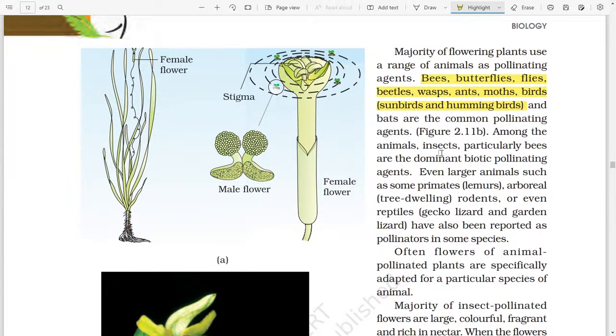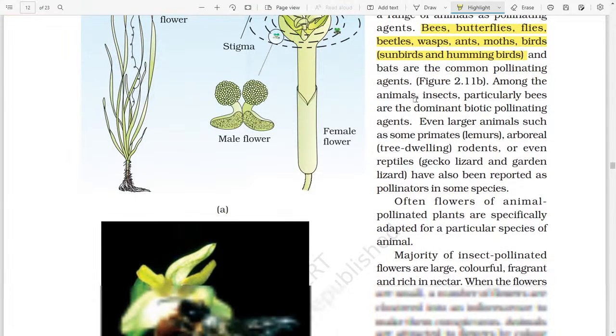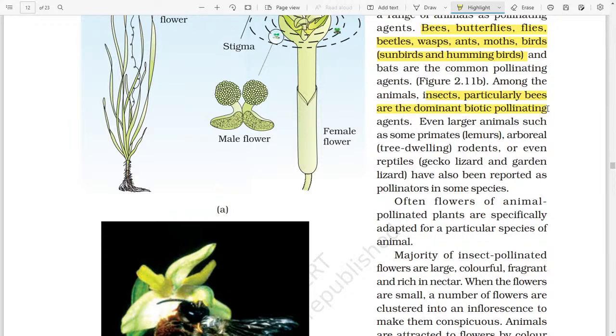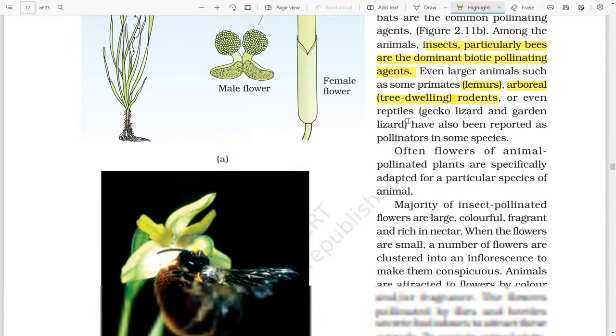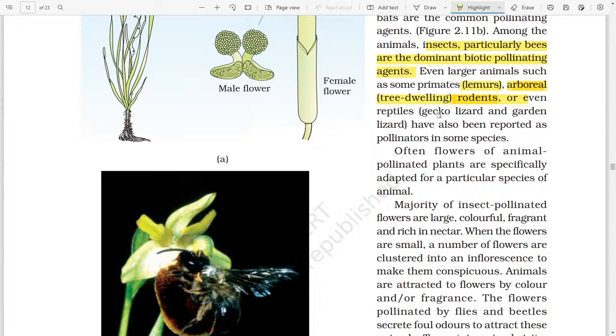Among the animals, insects, particularly bees, are the dominant biotic pollinating agent. Even larger animals such as some primates, lemurs, arboreal tree-dwelling rodents, and even lizards, gecko lizards, garden lizards have been reported as pollinators in some species. Often flowers of animal pollinated plants are specifically adapted to a particular species of animal.